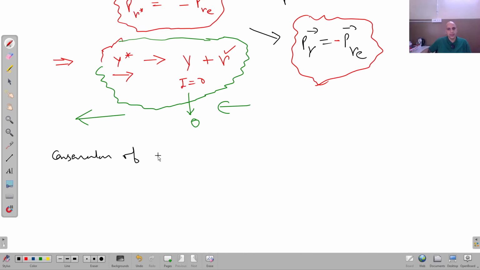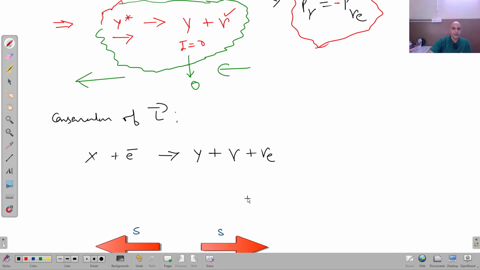Conservation of angular momentum. This entire reaction is represented as A X plus electron gives you B Y plus gamma ray photon plus electron neutrino, right? Now here I is equal to 0, and I is equal to 0. Both of these are in the ground state. This is the parent nucleus, this is the daughter nucleus, this is the electron.